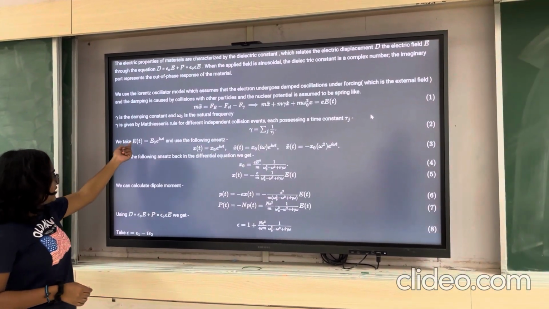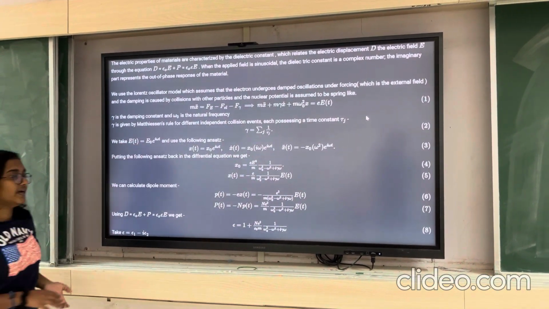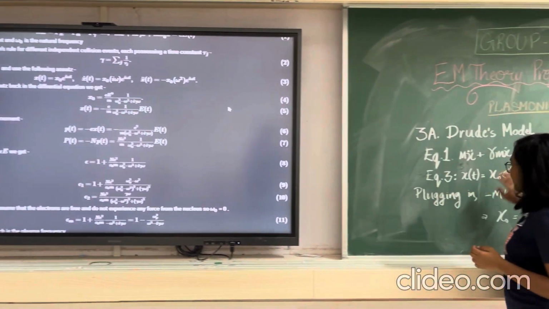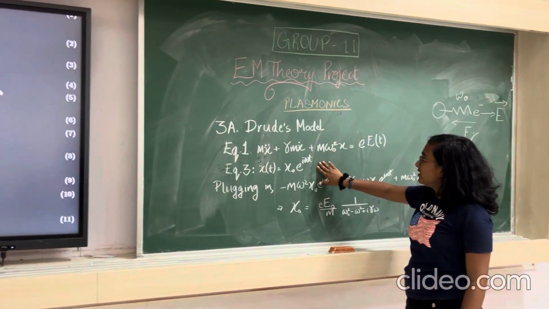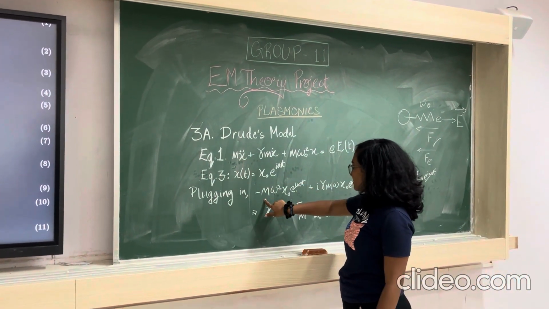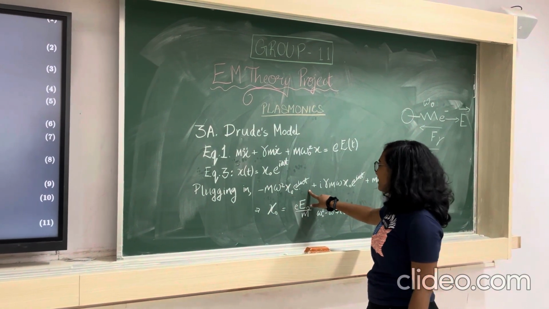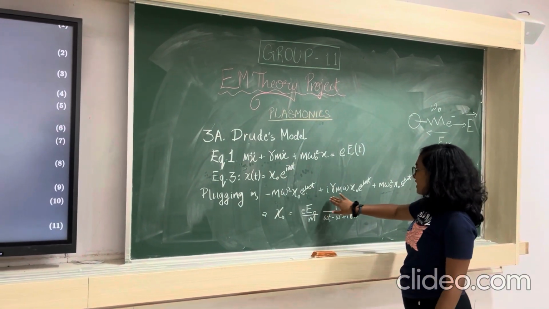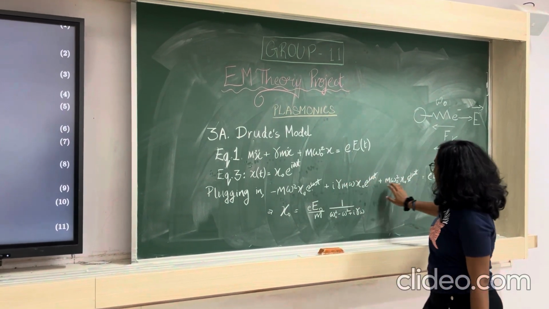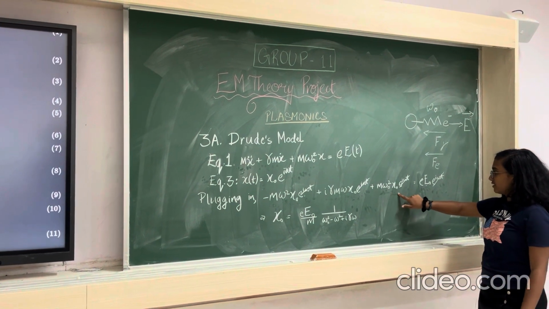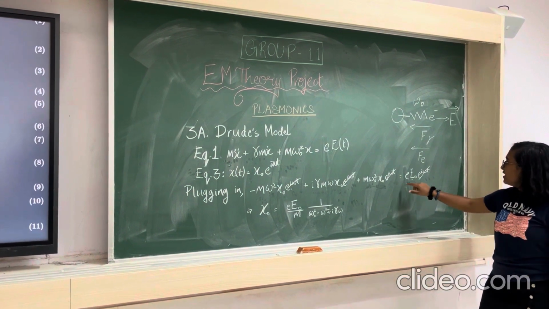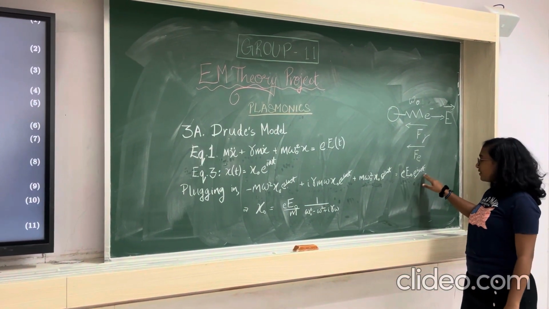Now we take E of t as E naught e to the power i omega t, and so x of t also becomes x naught e to the power i omega t. So if we plug x of t back into the original equation, we get m x double dot, which is minus m omega square x naught e to the power i omega t, plus gamma x dot, which is plus i gamma m omega x naught e to the power i omega t, plus m omega naught square x naught e to the power i omega t, is equal to E naught e to the power i omega t.